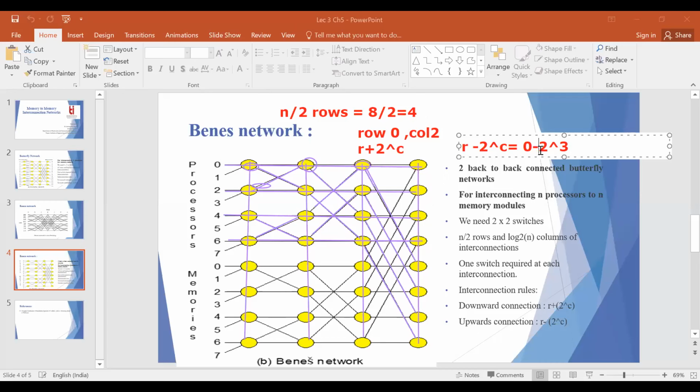It will come as plus, not minus. This becomes 8. Chalo, I'll let you know about this one in the next class. Okay. So till here, where we have calculated log base 2 of n, all the formulas hold correct, but not for the last one. And for the last one, I'll let you know how it has to be connected. So if I just calculate these ones, they will all be fine.